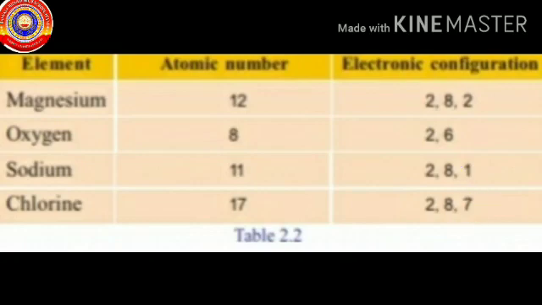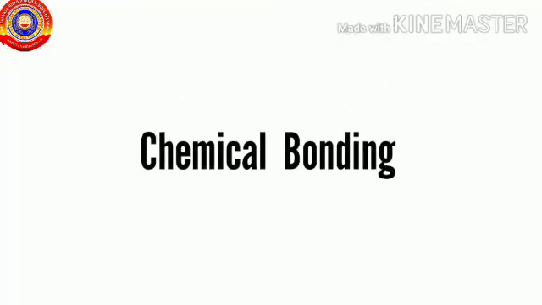So how do these elements attain stability? Now you know that atoms acquire stability by attaining an 8 electron configuration in their valence shell. So how do these atoms combine together? Maybe because of the presence of some attractive forces, right? There exists a force between these two atoms which hold together the atoms in a molecule. This force of attraction is called chemical bonding.